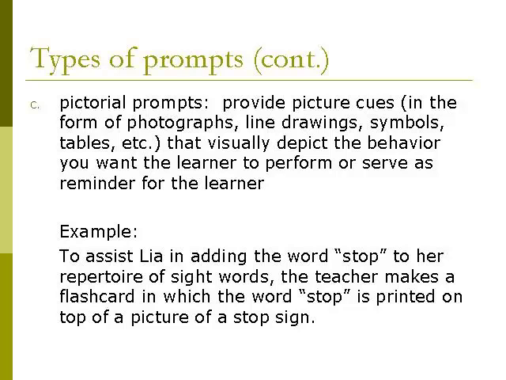The third type of visual prompt is a pictorial prompt. Pictorial prompts provide picture cues in the form of photographs, line drawings, symbols, tables, etc., that visually depict the behavior you want the learner to perform or serve as a reminder for the learner. So for example, to assist Leah in adding the word stop to her repertoire of sight words, the teacher makes a flashcard in which the word stop is printed on top of a picture of a stop sign. That picture is giving Leah an extra cue, a visual cue, as to what the word on top of it is.